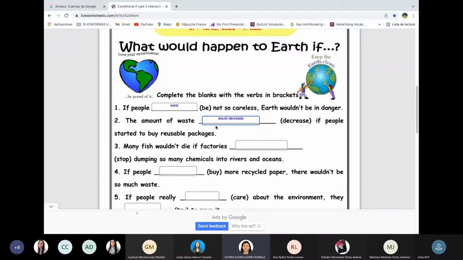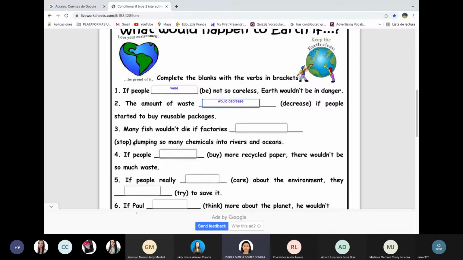Do you want to read the complete? The amount of waste would decrease if people started to buy reusable packages. The amount of waste will decrease if people started to buy reusable packages. Reusable packages. Okay, that was okay. Muy bien. Only improve reusable packages. Very good. Many fish wouldn't die if factories, with the verb stop.